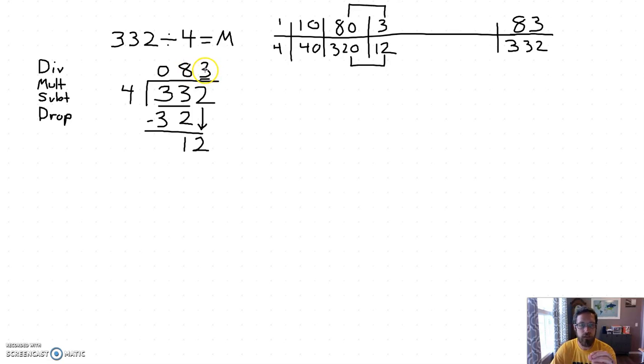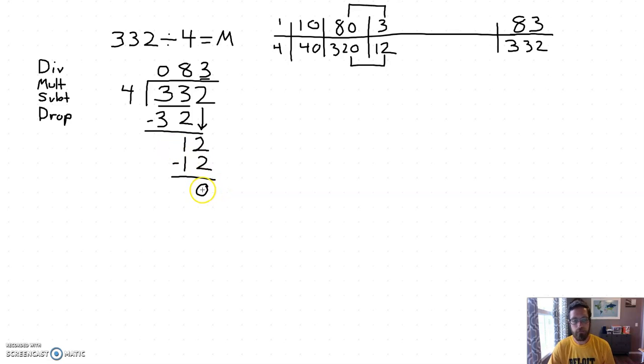Only the 3. So I do my 3 times 4 is 12, and I write that right underneath my 12. Then I subtract. What did I just write? I just wrote my 12, so I'm going to subtract 12 minus 12 is 0. Now, do I have anything left to drop?